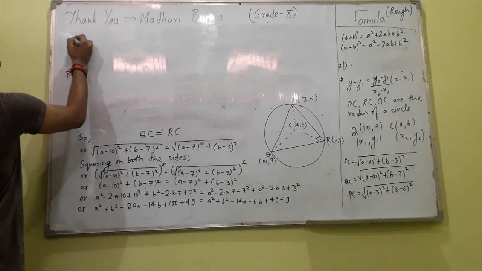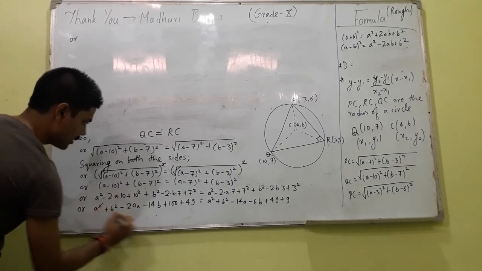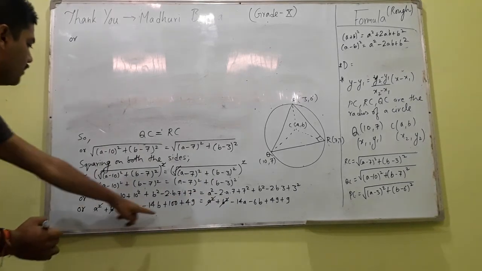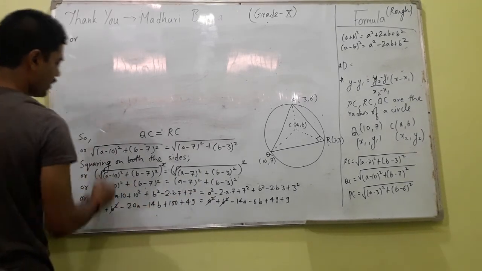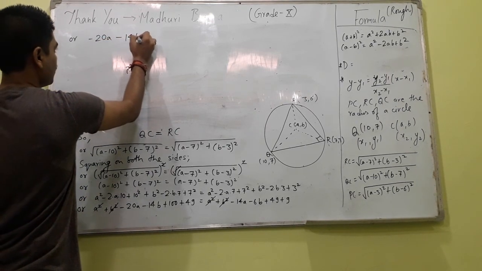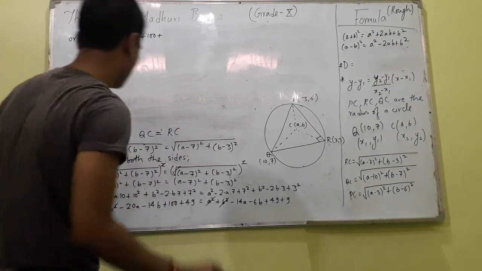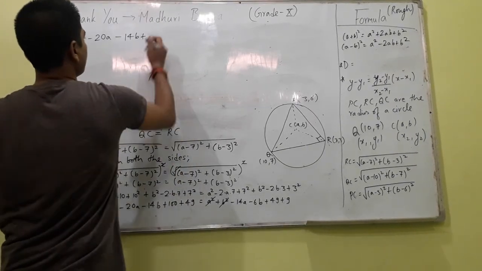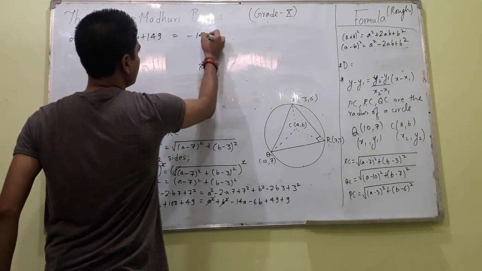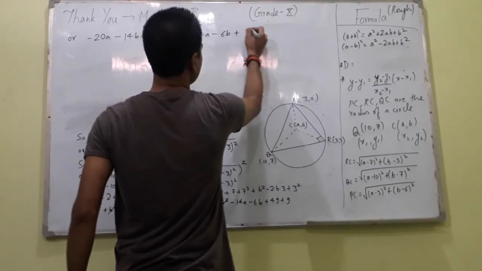Continue this solution. The a square, from both sides we can cancel them. B square will be cancelled. Now we have some numbers and just some variables left. Minus 20a minus 14b plus 100 plus 49. You can add together, 149 equals minus 14a minus 6b plus 49 plus 9, 58.